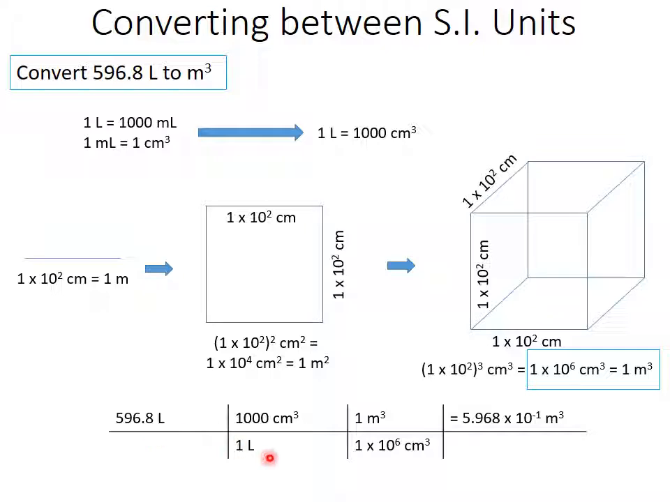596.8 liters, we say 1 liter becomes 1,000 cubic centimeters. Then we say that 1 times 10 to the 6th cubic centimeters becomes 1 cubic meter. Crunch, crunch, crunch. 5.968 times 10 to the minus 1 cubic meters. So there you go. As long as you keep an eye on your units and an eye on your conversion factors, you can't go wrong.